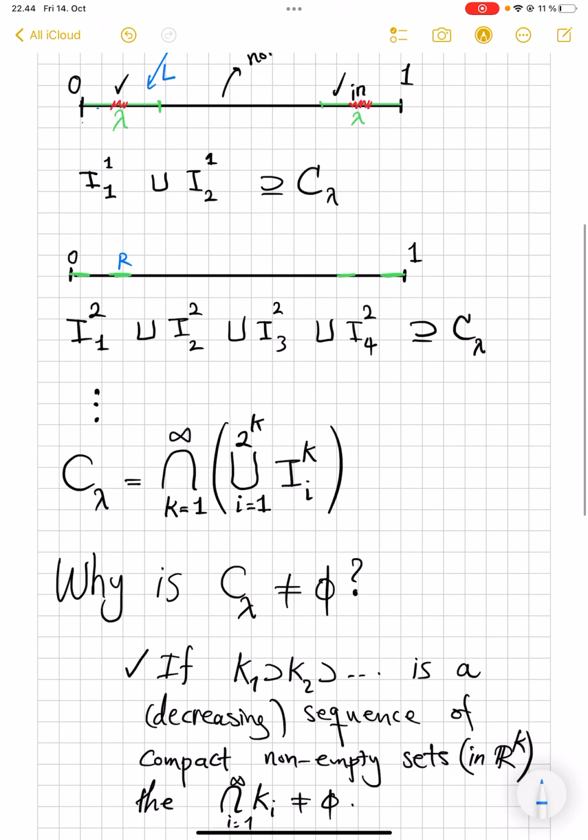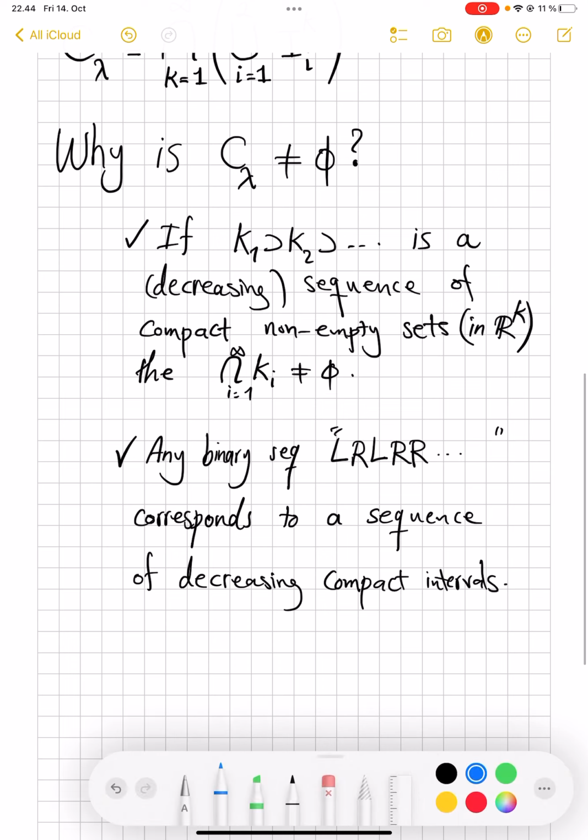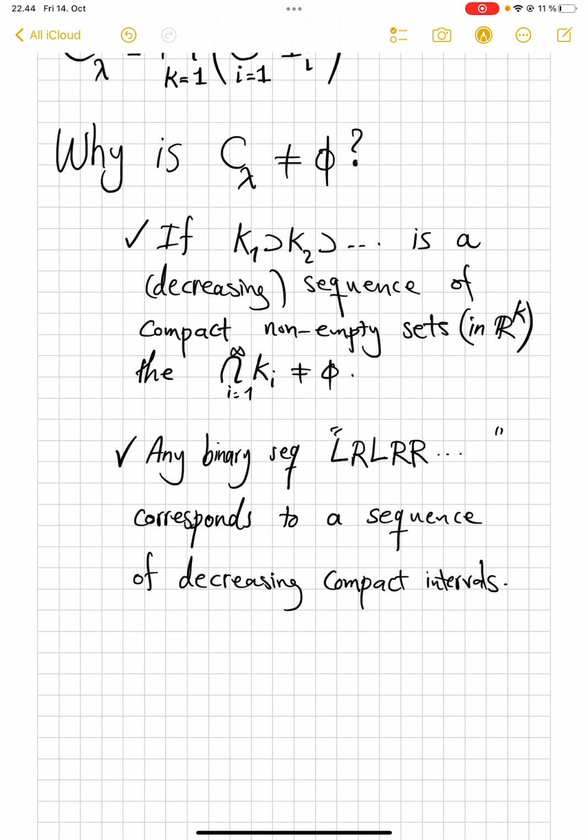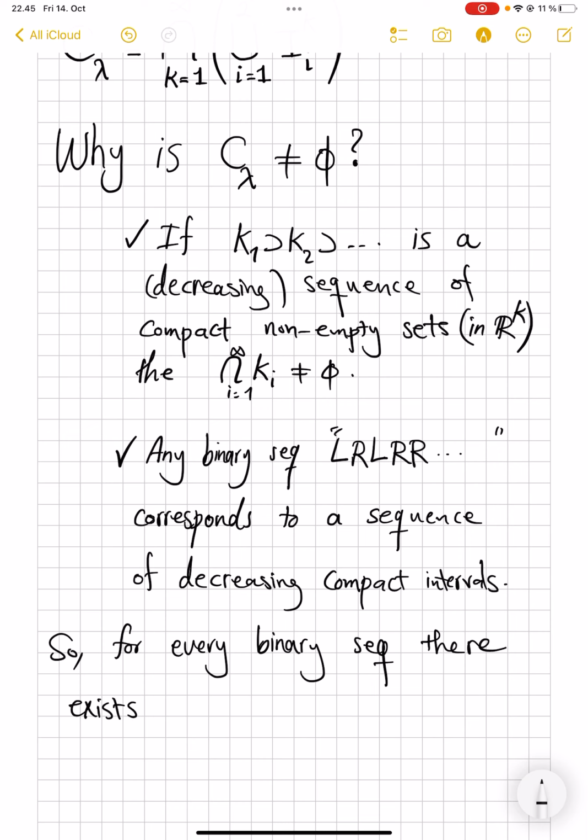So for every binary sequence, the conclusion from these two is that for every binary sequence, there exists a unique point in the Cantor set.